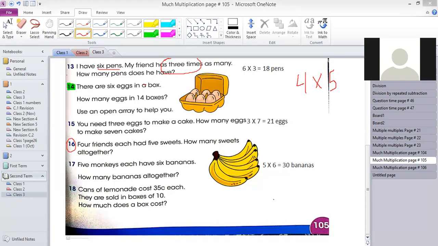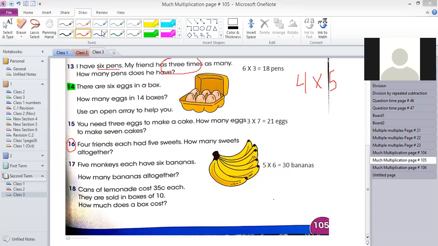I'll take one more student, Fadi. Yes, sir. How many sweets are there altogether? 20. How do you know? Because 4 multiplied by 5 equals 20.